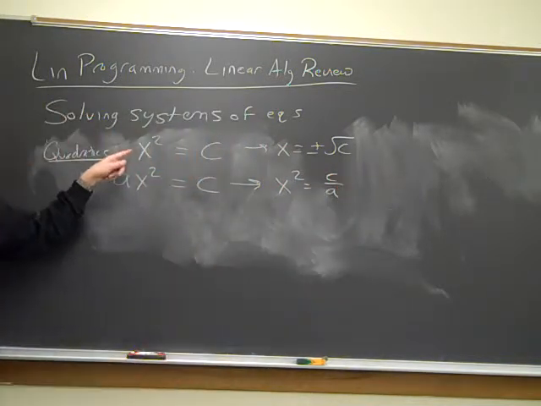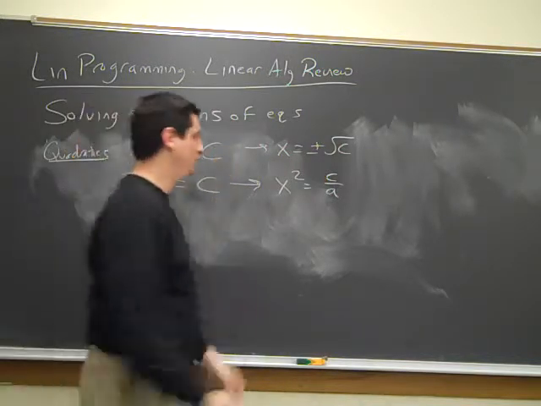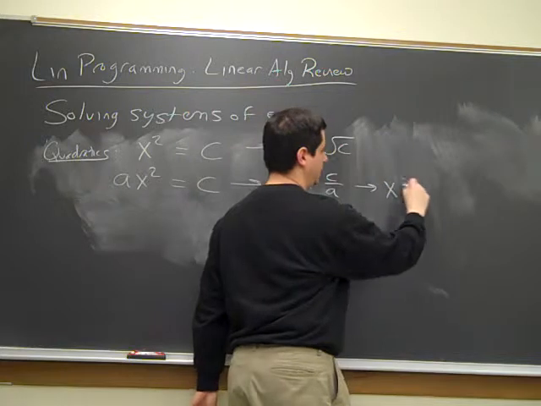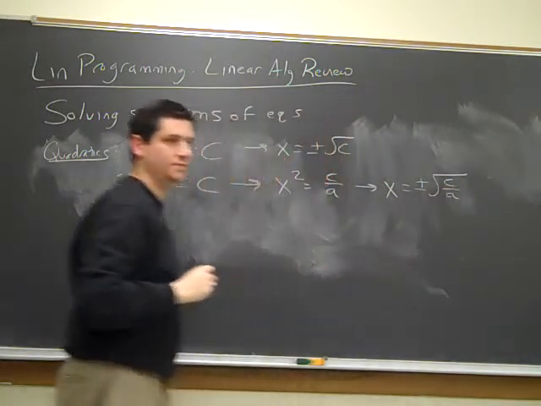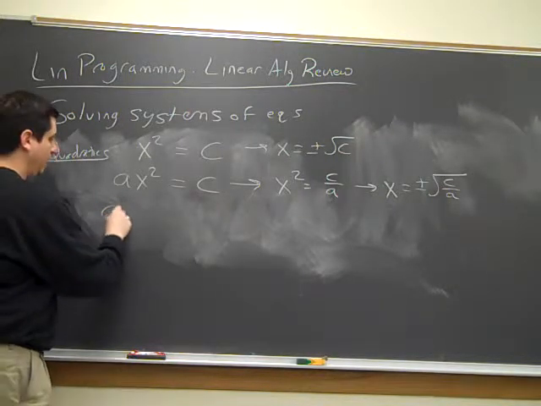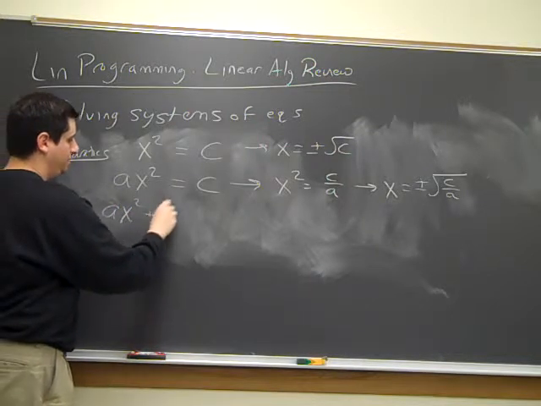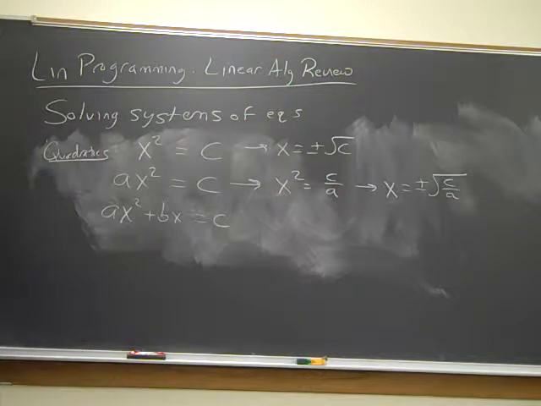We know how to solve something of this form, right? This c over a is playing the role of the c from before. Therefore, x equals plus or minus the square root of c over a. So the goal is always to reduce things to previous problems. So now if I give you ax squared plus bx equals c, the question is, how do we attack this?